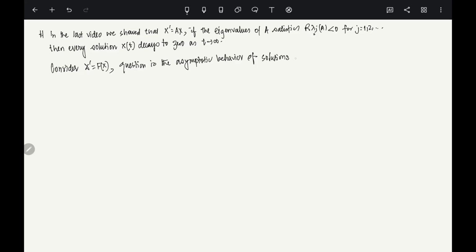Solutions near B star. Is it okay? Asymptotic behavior near B star. So what is B star? B star is the equilibrium point. Okay. Now how do we find it?